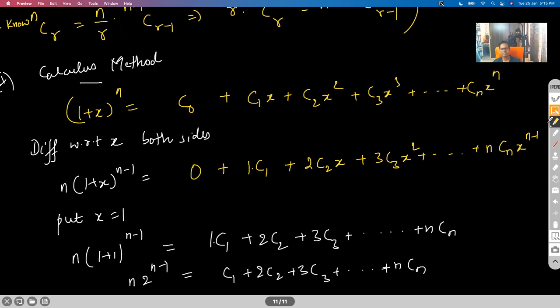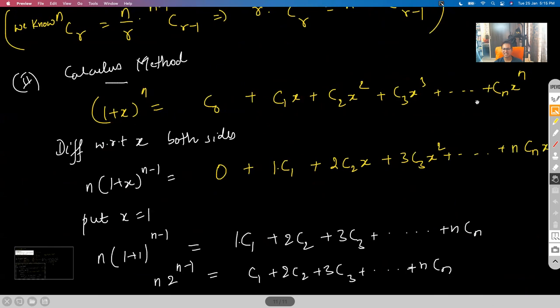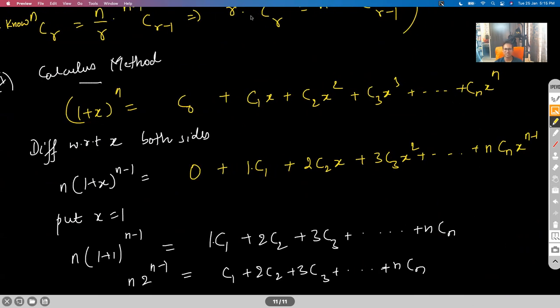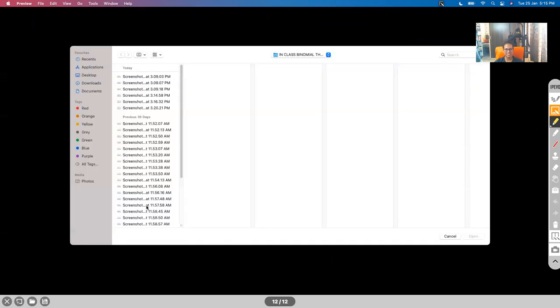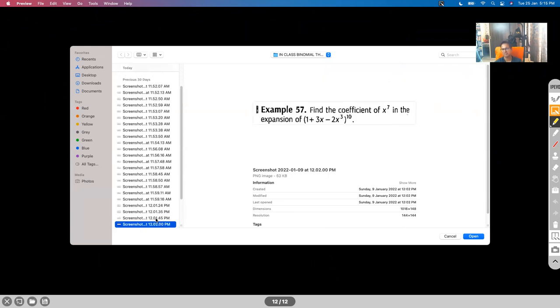Is it fine? Any questions? So which of the two methods do you prefer using? The first one or the second one? I'm sure the second one is the one which most of you would like to use. Okay, let's take more questions. Then we will understand the utility of the second approach vis-a-vis the first one.